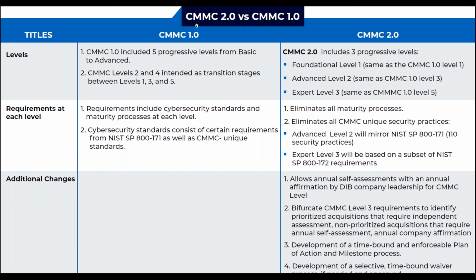So these are the levels. Getting more into details, CMMC 1.0 included 5 progressive levels from basic to advanced, with levels 2 and 4 intended as transition levels between 1, 3, and 5. But over here, there is Foundational, which is the same as CMMC 1.0 level 1, Advanced as level 3, and Expert as level 5.